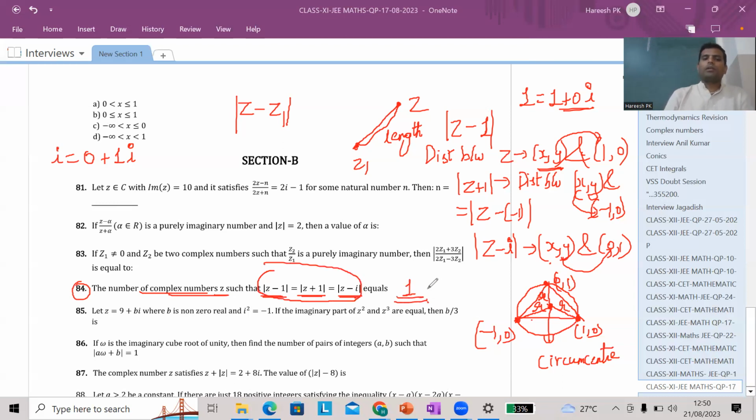So anytime they say mod of z minus z1 equal to mod of z minus z2 equal to mod of z minus z3, it is nothing but the circumcenter formed by joining z1, z2, z3, whatever triangle you get, its circumcenter is what they are talking about. Okay, so note this down. Let's move to the next question.